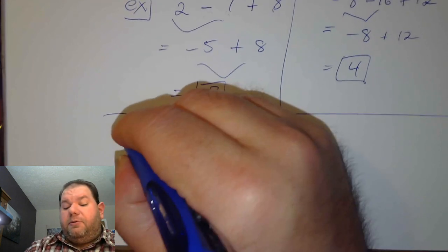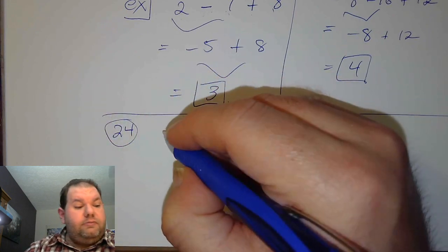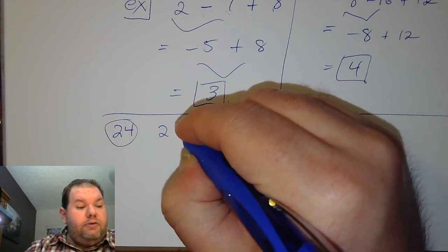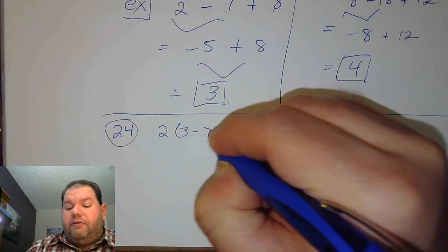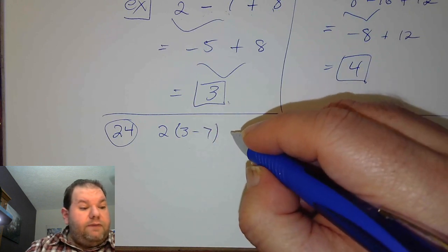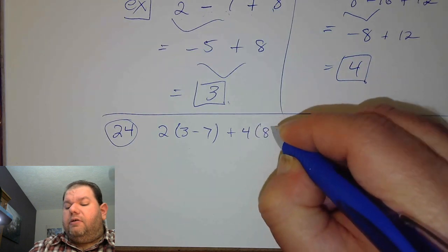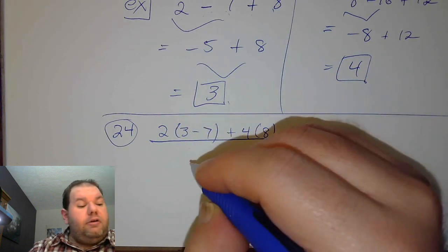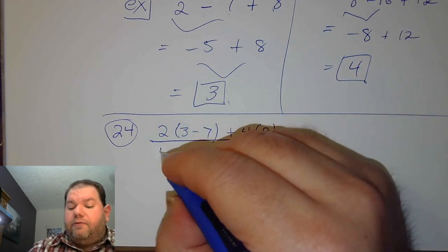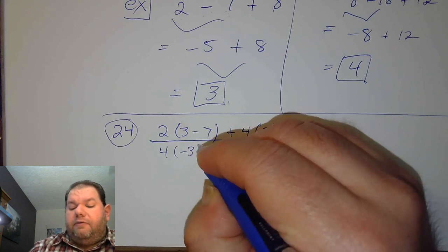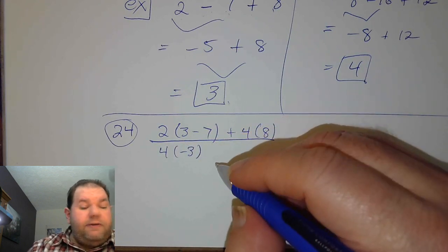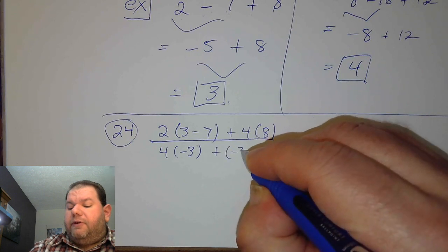24. This is a little bit more involved. 2 parentheses 3 minus 7 plus 4 parentheses 8, divided by, and then 4 parentheses negative 3 plus negative 3 times negative 2.